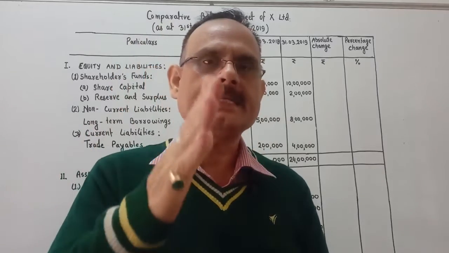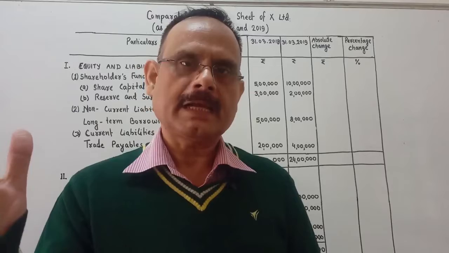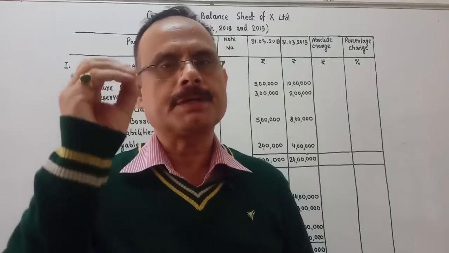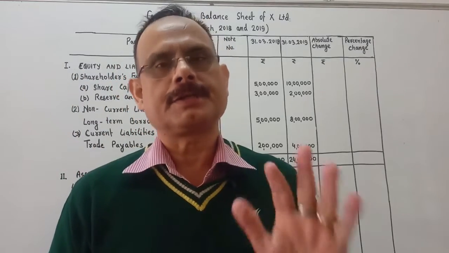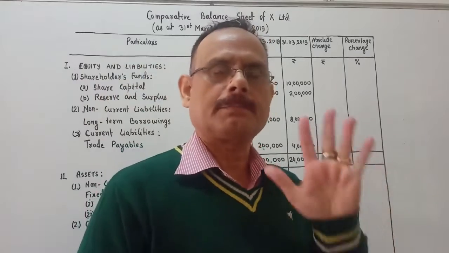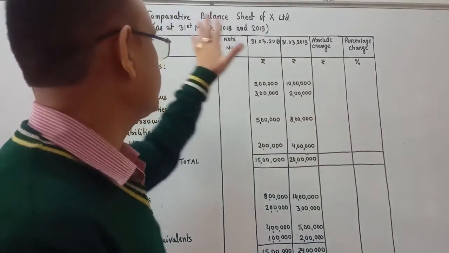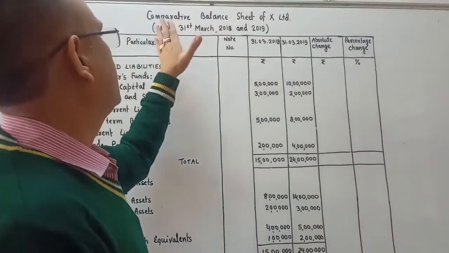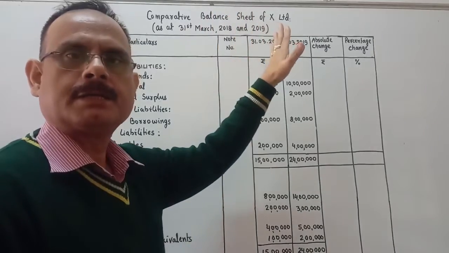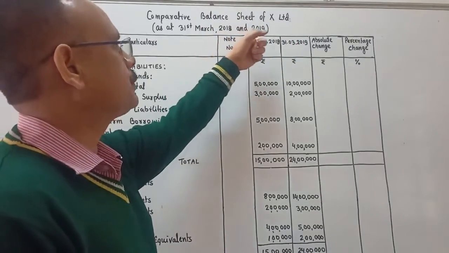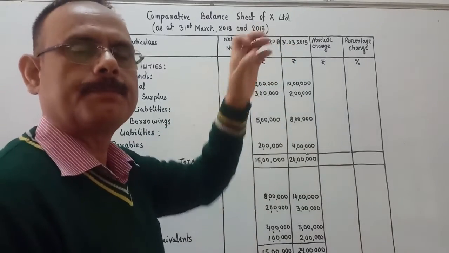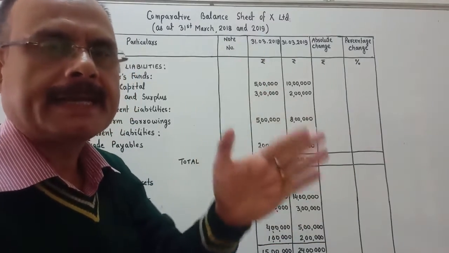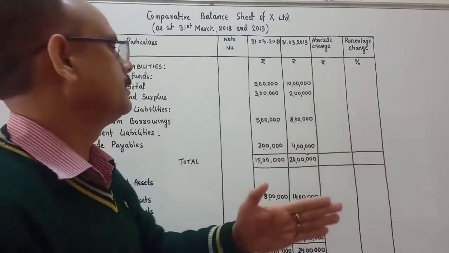Then we will see the increase and decrease in the figure in absolute terms, as well as the change in percentage. So the format of the comparative balance sheet: you write the heading comparative balance sheet, name of the company, as at 31st March, suppose here 2018 and 2019. We are going to compare the figures of 2018 and 2019, 2 consecutive years.